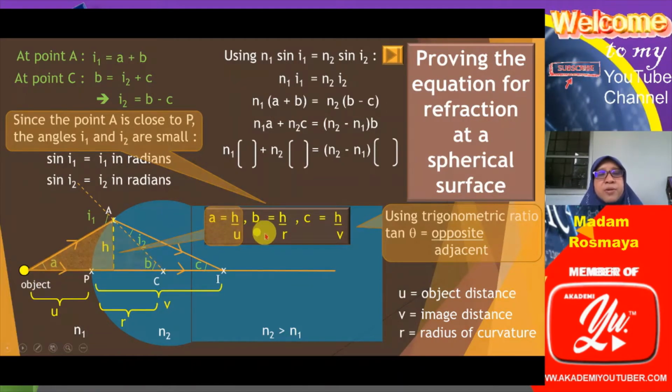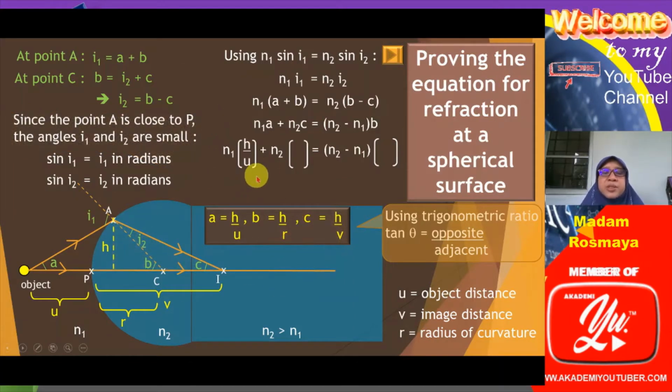Then for B, you use this triangle. Opposite is H and adjacent is R. This can be equated to R because A is very close to P, so you can assume PC equals R. And the point here is approaching R for A close to P. And then for C, we use this triangle. Opposite is H, adjacent is V.